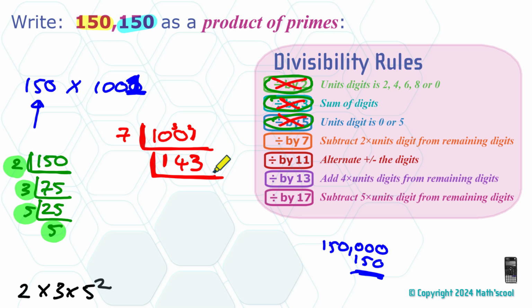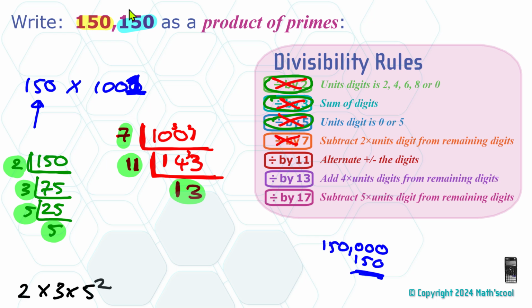Now I'm going to divide that. I can see that 7 isn't a factor of this anymore, but I can see that 11 is a factor, because if you do the alternating sum of the digits, 1 minus 4 plus 3, it gives you 0. So that tells you that 11 is a factor. So I'm going to try and divide it by 11. 11's going into 14 once, remainder 3, and 11's going into 33 3 times. And we've got a prime number now, so we can stop. So it's 7 times 11 times 13.